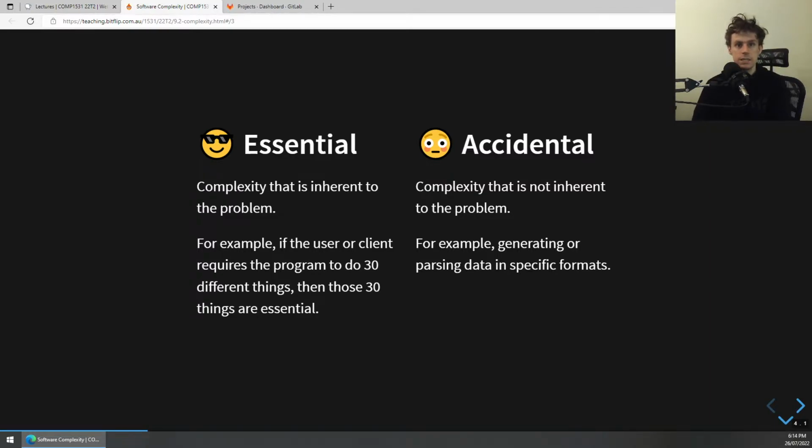So essential complexity is complexity that's inherent to the problem. For example, if a user or client requires a program to do 30 different things, then those 30 things are essential, right?